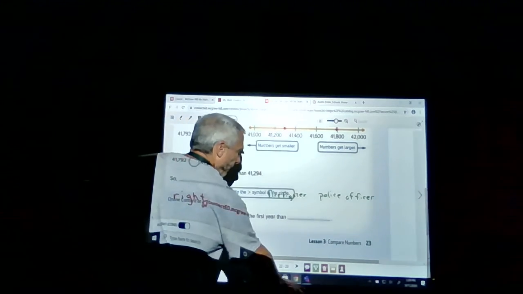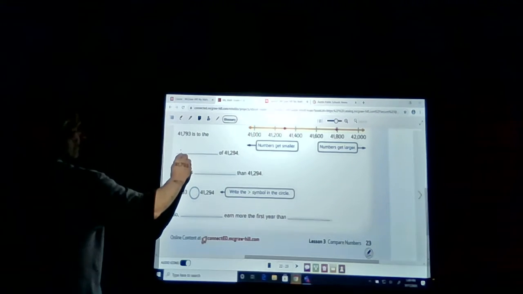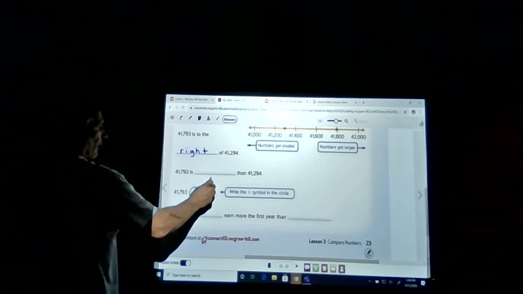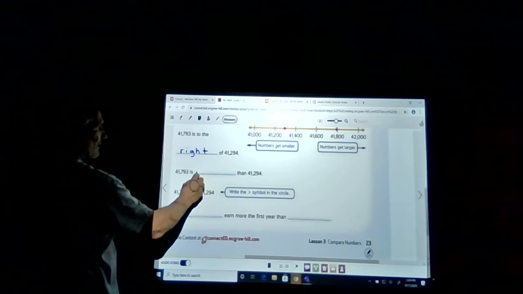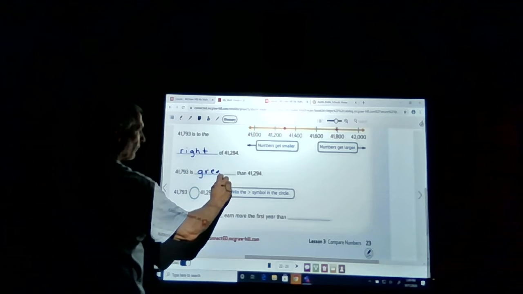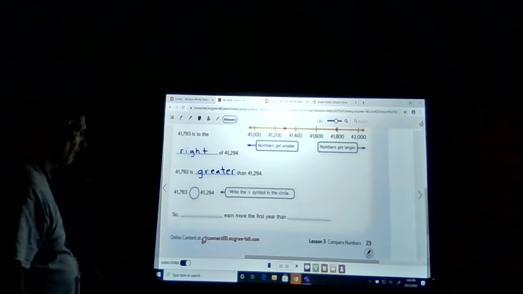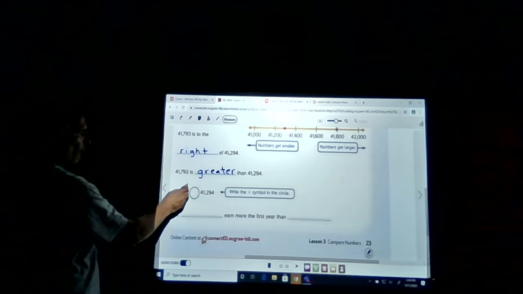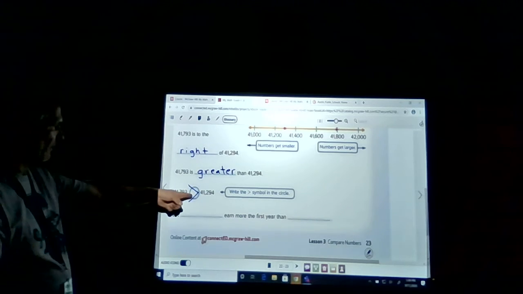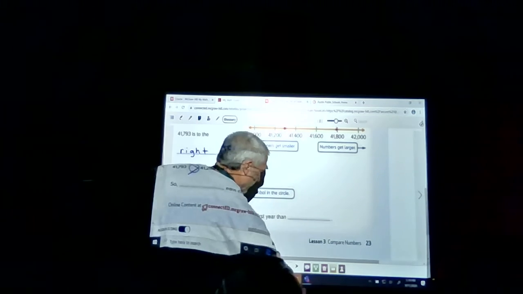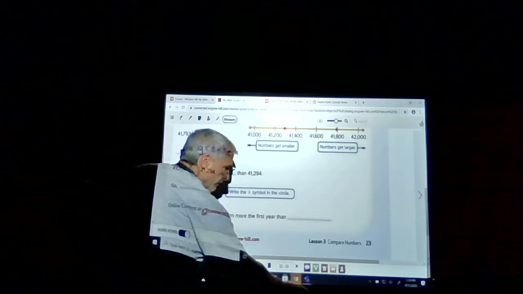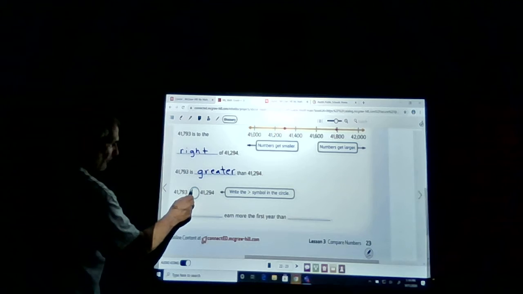And if it goes to the right, then we're going to use the word greater. So I'm going to slide this up, erase that. And this one's to the right. So 41,793 is greater than, bigger, more than 41,294. And how do we write that with a math symbol? Greater than points to the right. We put that in the circle. Don't have to make it that big. Get it in there. It won't matter if it's a little bit outside of the circle.